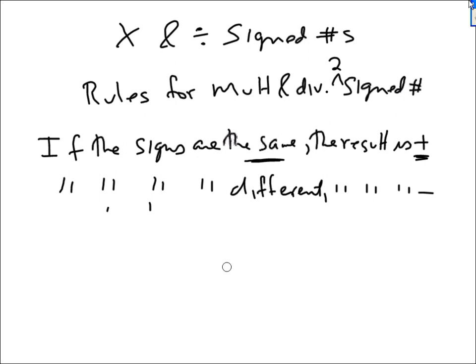The signs are the same, the answer will be positive. Now we're just talking about multiplying two numbers. If you multiply 3 numbers and the signs are the same, you don't necessarily get positive.